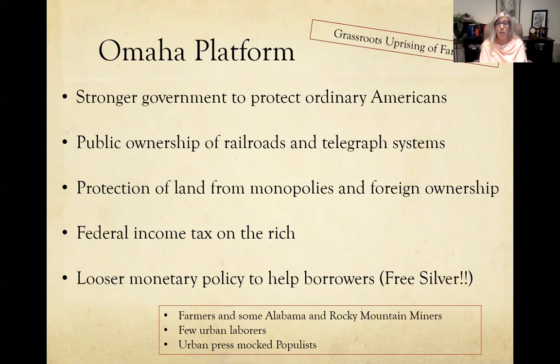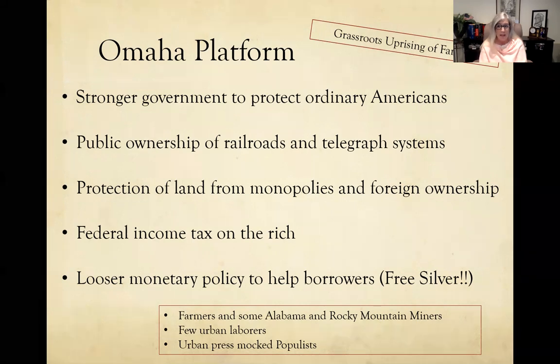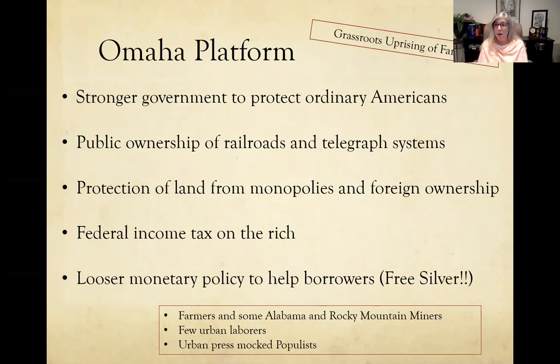They want a stronger government to protect ordinary citizens. They want this idea of reform for the lower classes and not allowing the upper classes to just kind of run unregulated or in a corrupt way through the government. They want public ownership of the railroads and the telegraph system. So they don't want private companies to own these where they can manipulate the prices and hurt individuals. If the public owns them, if it's like a public utility or something, then that's going to have equal access, equal rates that everyone will pay.